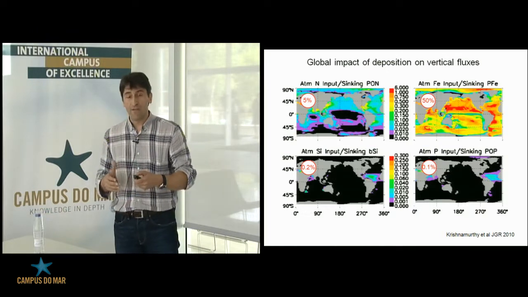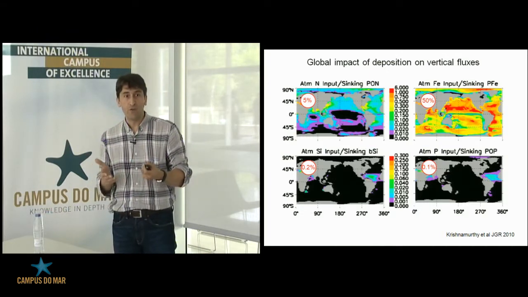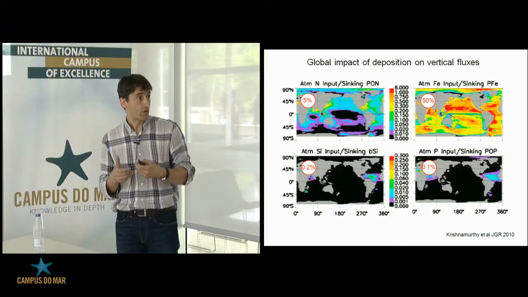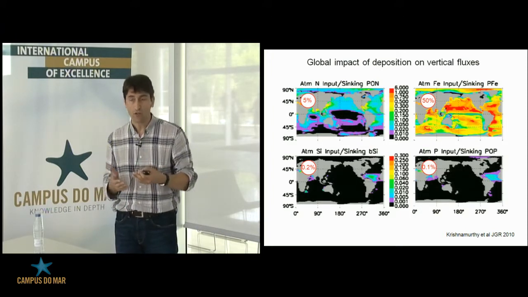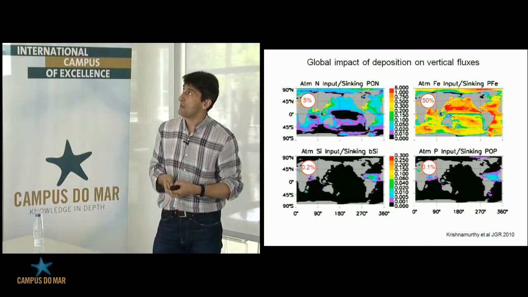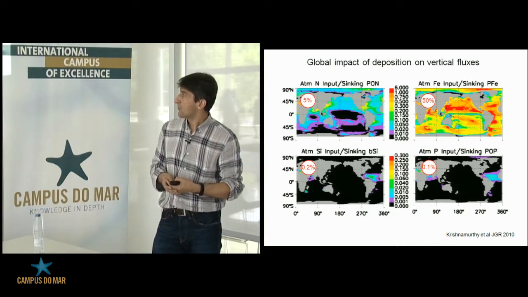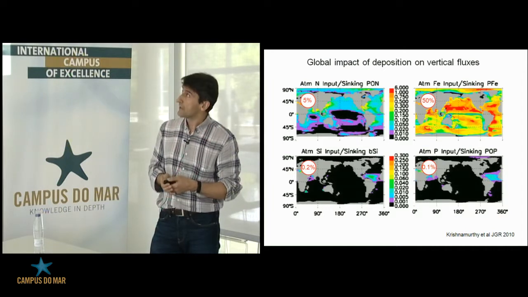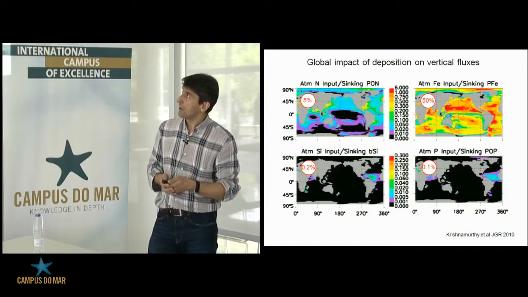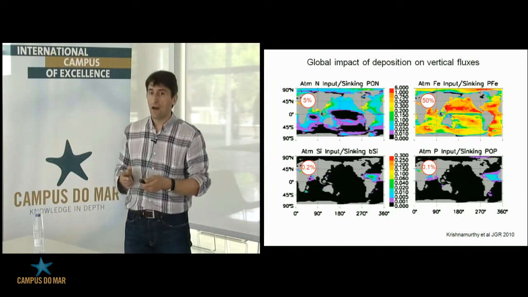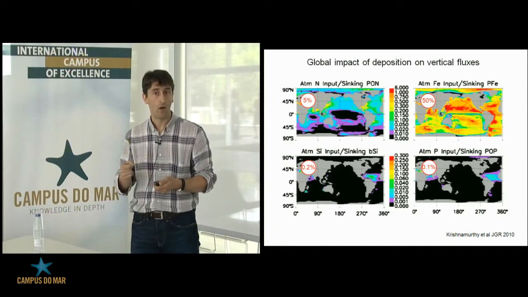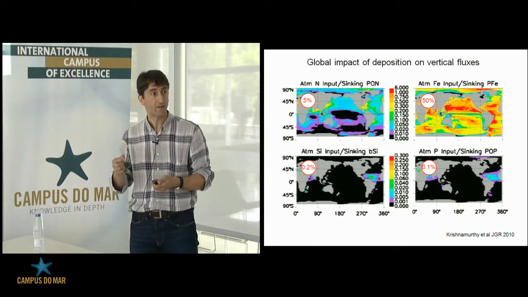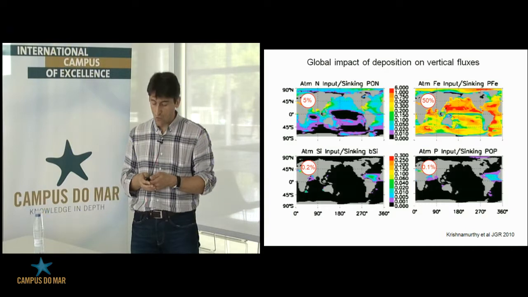Obviously, if we want to have an integrated perspective, we require modeling, because it is the only way to have a high resolution picture of what the patterns may be. And this is work by Krishnamurthy and co-workers. And what she found here is that in general, the amount of material coming in from the atmosphere is relatively small compared to the amount of material that is exported.